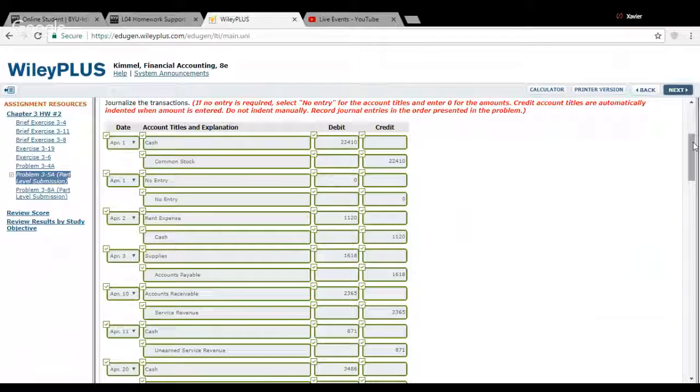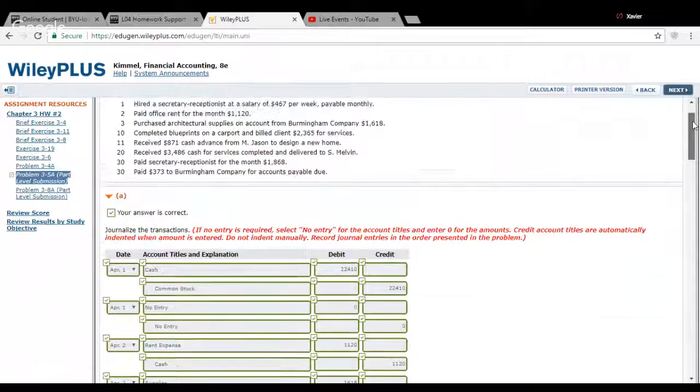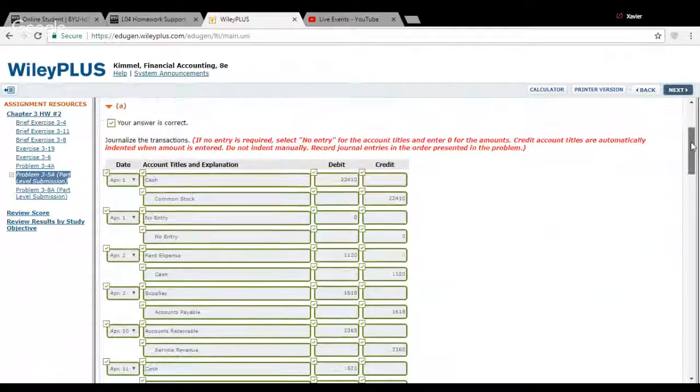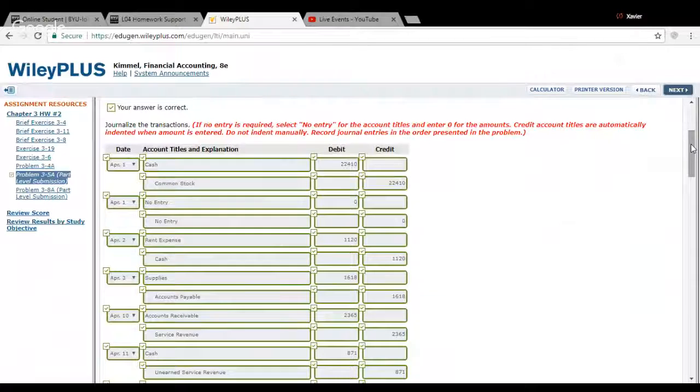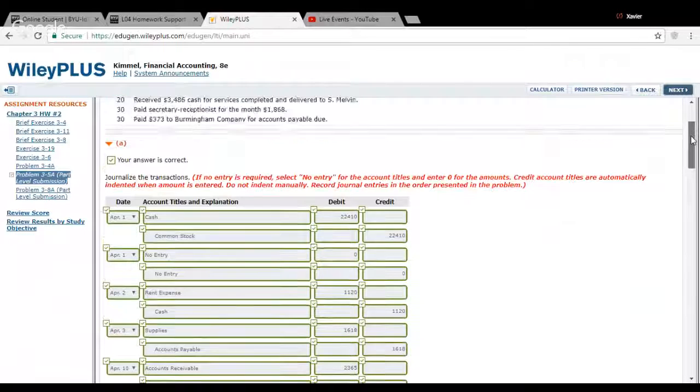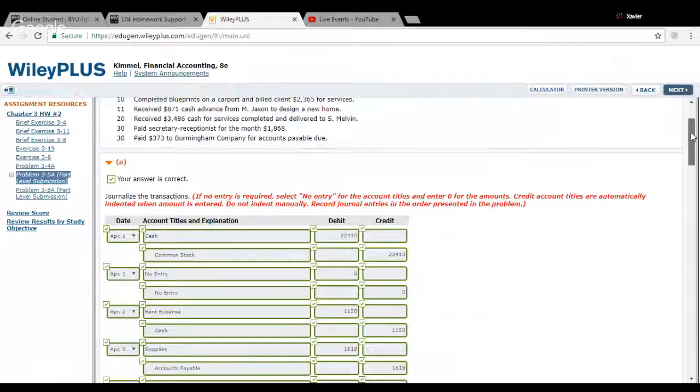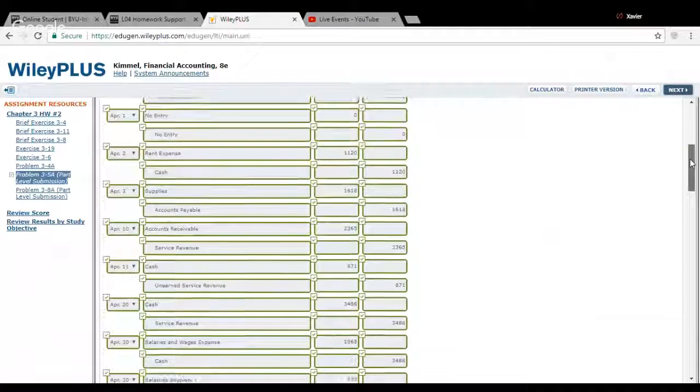And then it looks like April 10th, there were some services that were done. I'm sorry, April 10th, we completed blueprints on a carport and we billed the customer. So we already did the carport, so we're going to debit accounts receivable, and it's going to be a service revenue credit for $2,365. April 11th, we received $871 cash advance. So because we received it as a cash advance, we're going to debit cash, and then we're going to credit unearned service revenue because it was a cash advance.